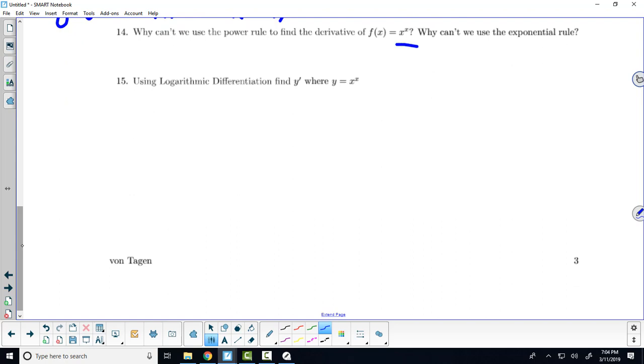How do I take the derivative of x to the x power? I want to think about that. How do I take the derivative of x to the x power? Can I use the power rule? Can I use an exponential rule? So talk in your groups and decide why you cannot use either of those rules. Get your story straight with your group.